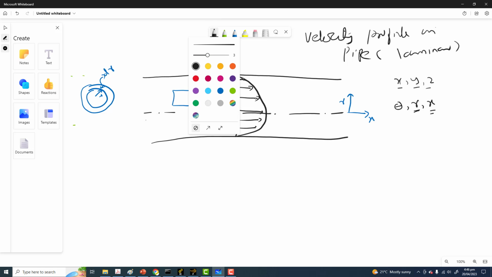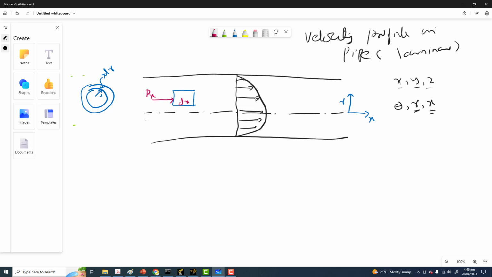These forces are the pressure forces normal to the element. This is the P at the x location, and this is the dx. So the second force here is equal to P at x plus dx. Also we can write this as P plus d by dx of P, into dx.